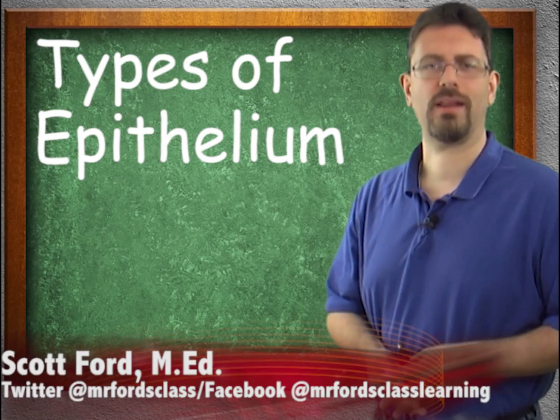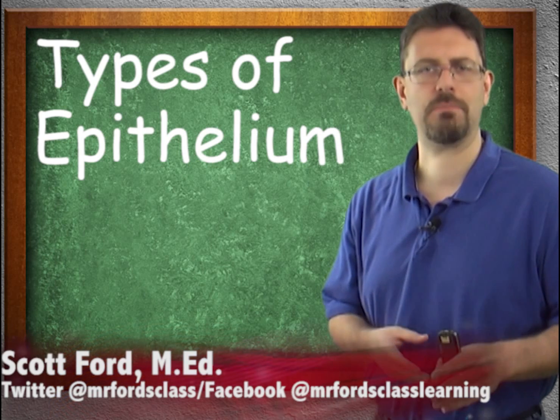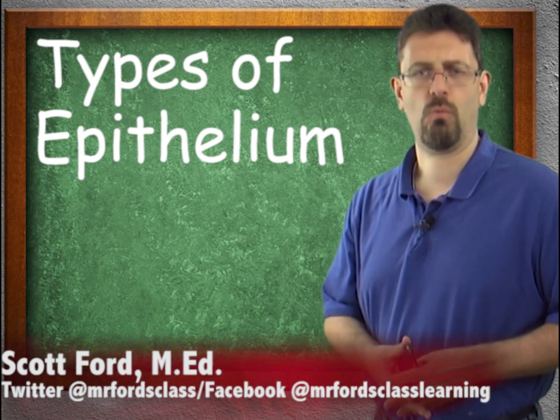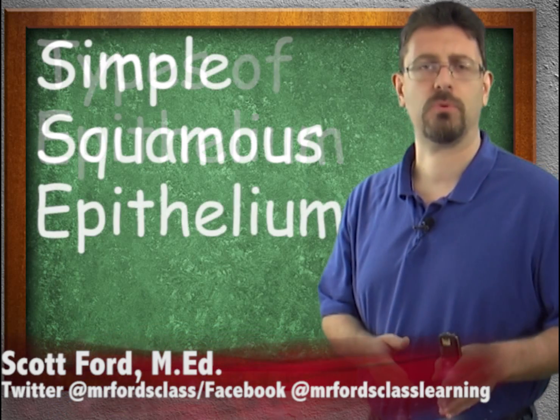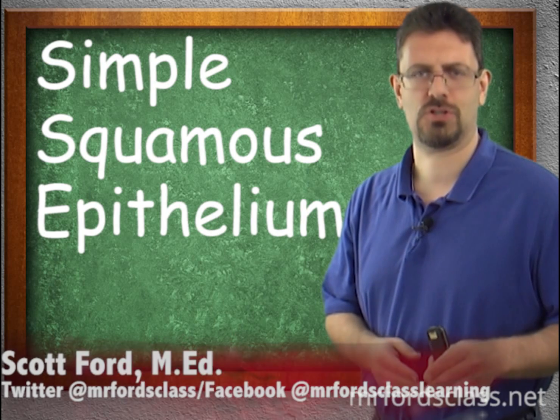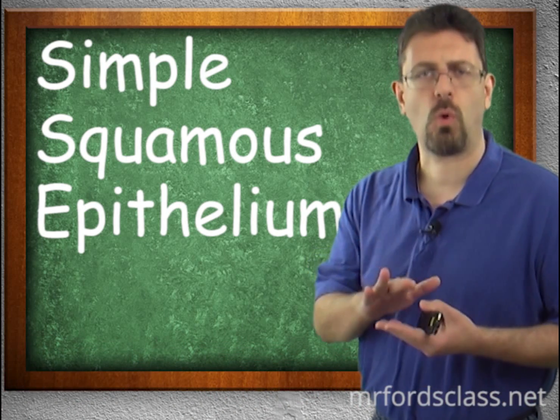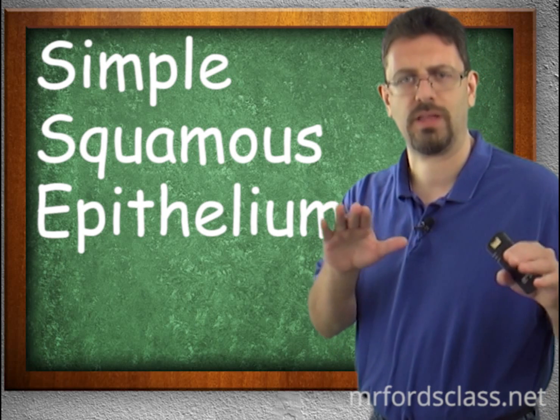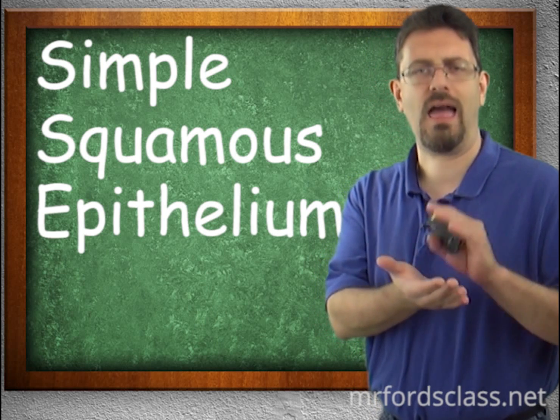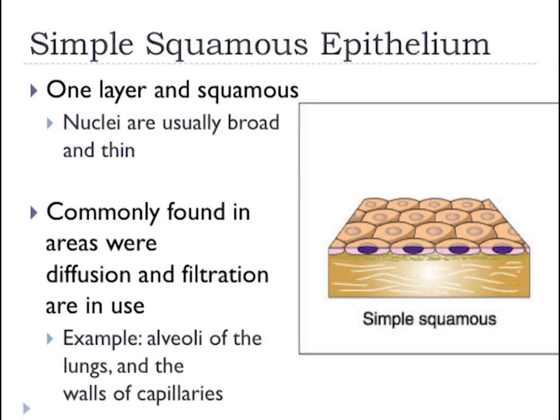In this video, we're going to take a look at the specific types of epithelial tissue. We begin by talking about simple squamous epithelial tissue. Simple, one layer. Squamous, squashed. So this is a single layer of very flattened epithelial tissue. The nuclei are usually broad and thin.